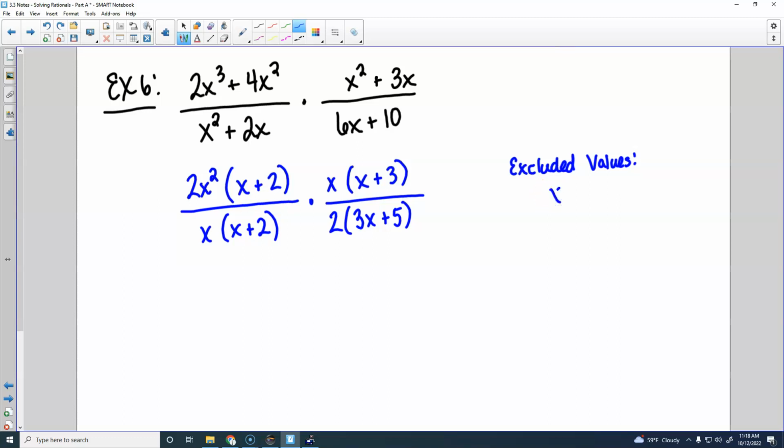So x cannot equal 0. x cannot equal negative 2. Oh, what's this going to be? 3x plus 5. Negative 5 over 3. That is just because we're doing 3x plus 5 cannot equal 0. Subtracting that 5, 3x equals negative 5. So you're going to take this last factor right here, this 3x plus 5. You're going to set it not equal to 0. You'll move the 5 over. It'll become negative, and then you'll just divide by 3.